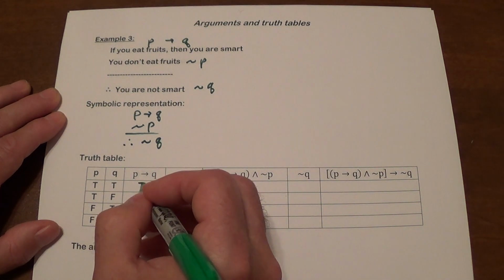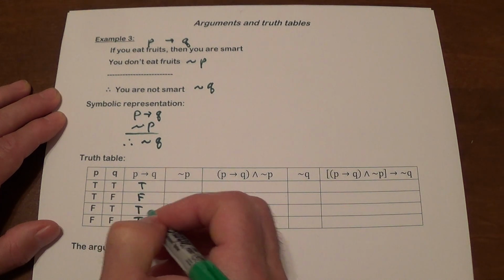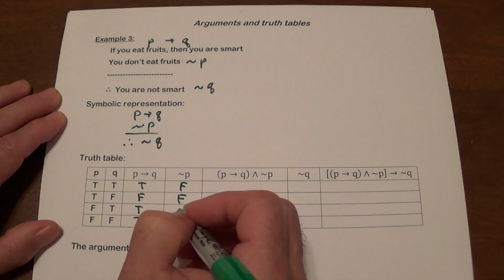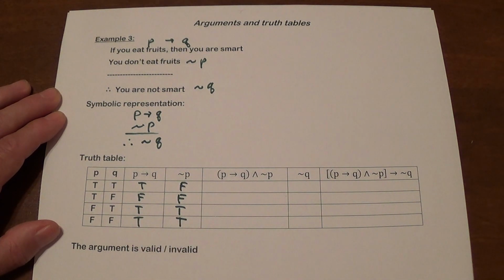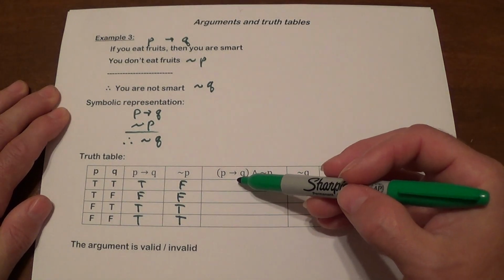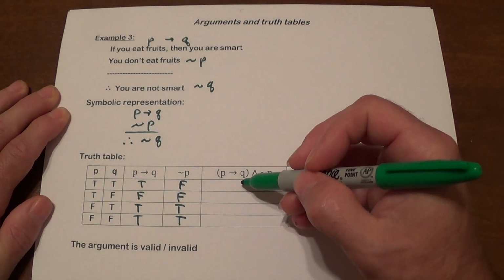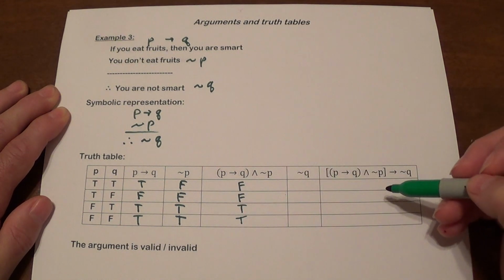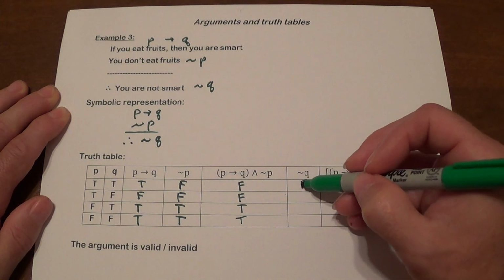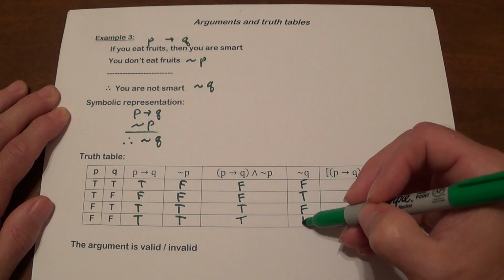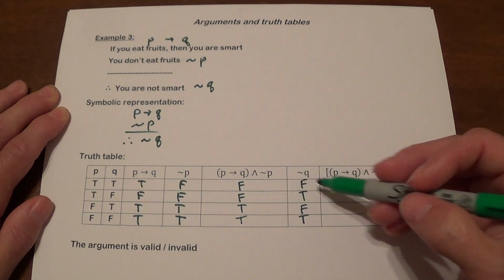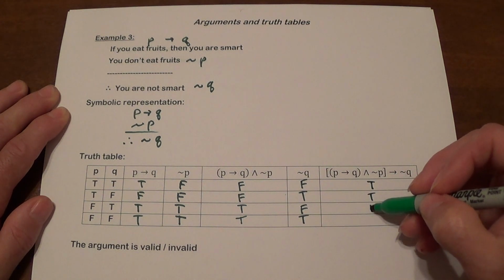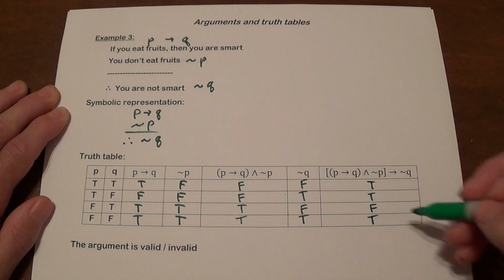P implies Q, true, false, true, true. Not P will be false, false, true, true. Not Q will be false, true, false, true. And we want this to imply that. So this one is true, this one is true, this one is false, and this one is true.